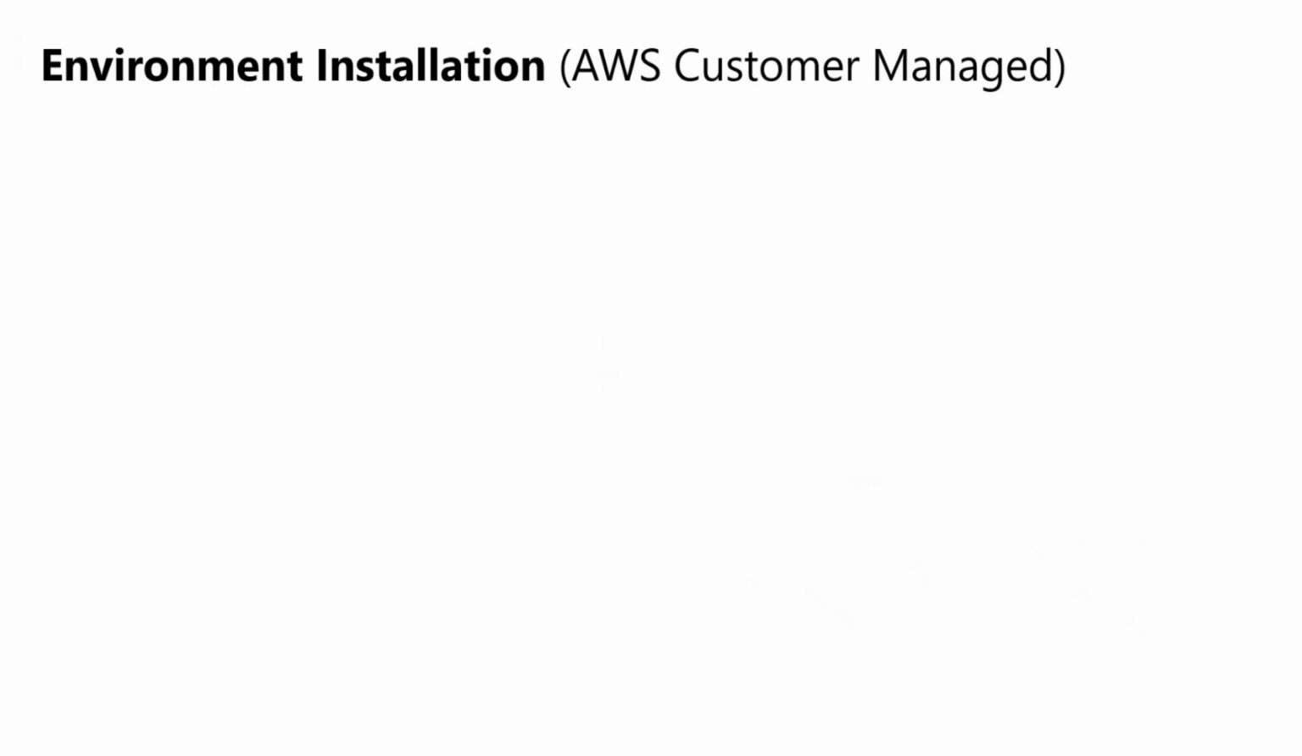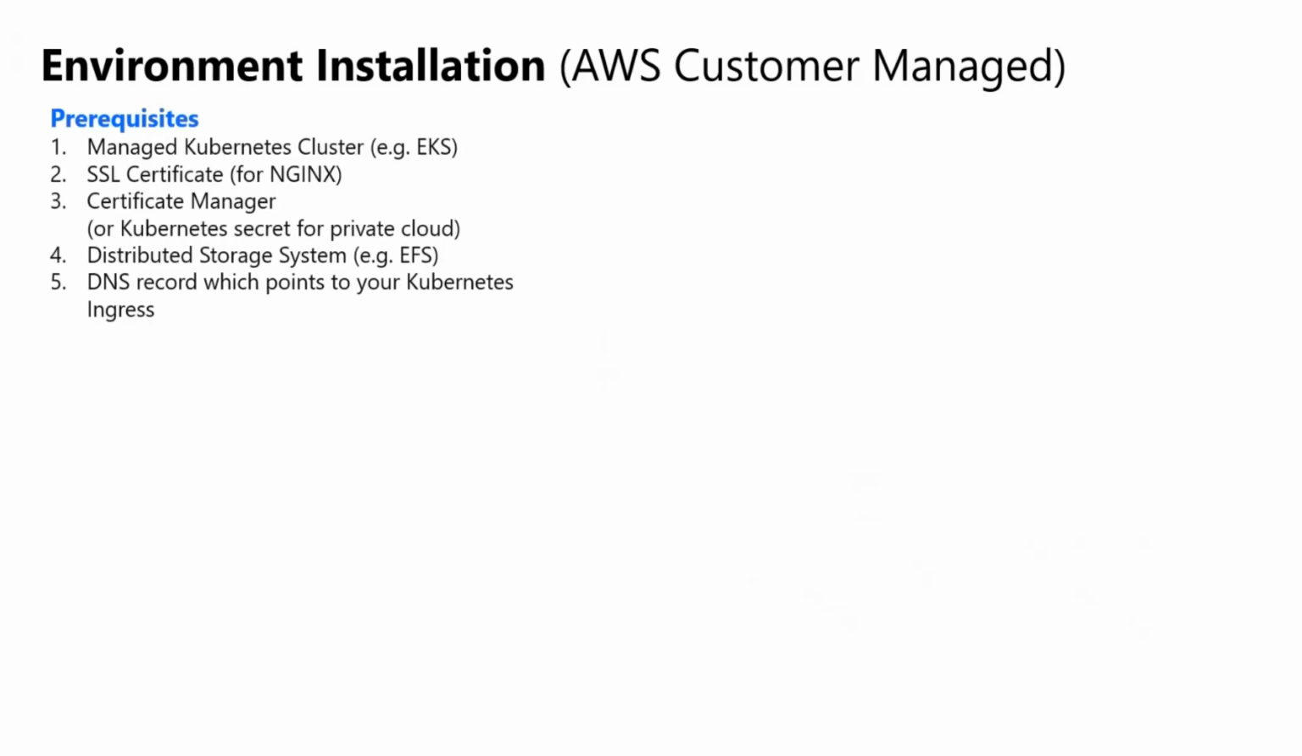Now, if you're actually deploying this outside of the marketplace, obviously it becomes a little bit more complex. There are a couple of prerequisites to be aware of. So you need to have a managed Kubernetes cluster. So for AWS, for example, that's EKS. For our on-prem deployments, that's going to be OpenShift. You need an SSL certificate manager or an SSL cert for Nginx. You'll also need a certificate manager, or again, something like Kubernetes Secret for your private cloud deploy.